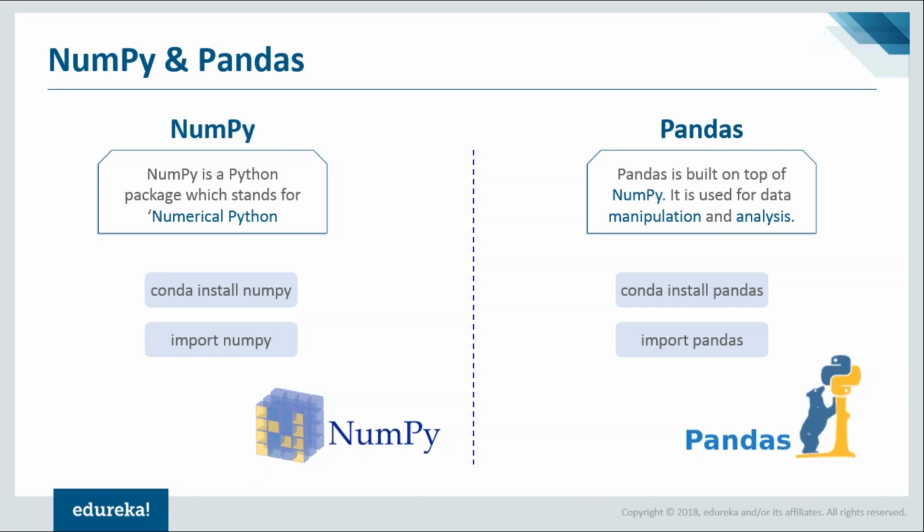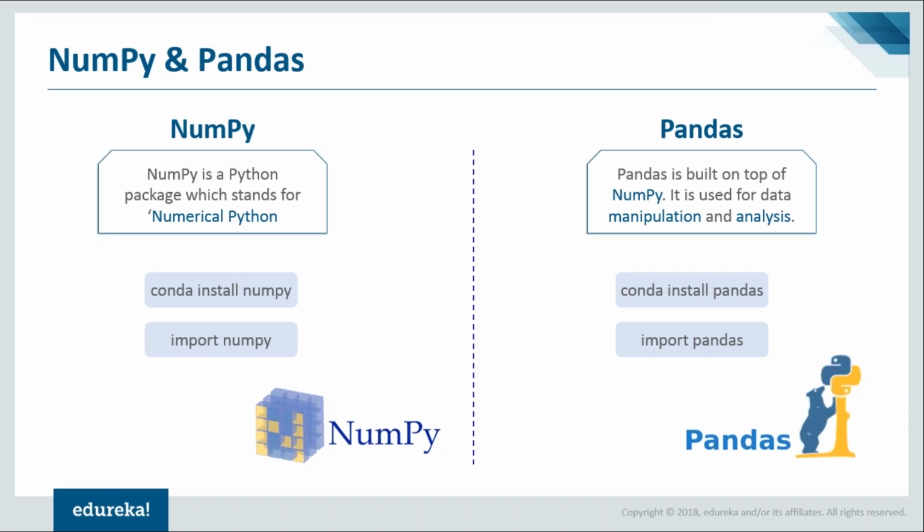NumPy is the core library for scientific computing, which contains an array object, and it also provides tools for integrating C and C++ as well. So what exactly is a NumPy array? A NumPy array is a powerful n-dimensional array object which is in the form of rows and columns. We can initialize NumPy arrays from nested Python lists and access their elements.